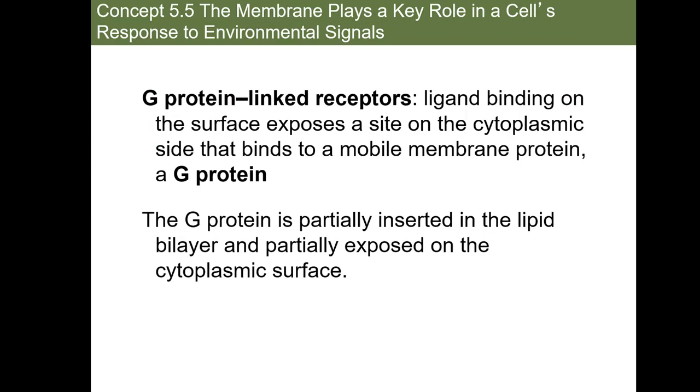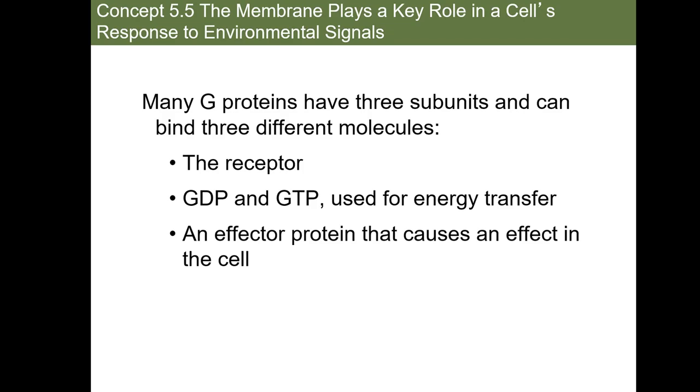So G protein linked receptors, this is where ligand binding on the surface exposes a site on the cytoplasmic side, which is the inside of the cell, that binds to a mobile membrane protein, a G protein. The G protein is partially inserted in the lipid bilayer and partially exposed on the cytoplasmic surface. Many G proteins have 3 subunits and can bind 3 different molecules: the receptor, GDP, and GTP, used for energy transfer.